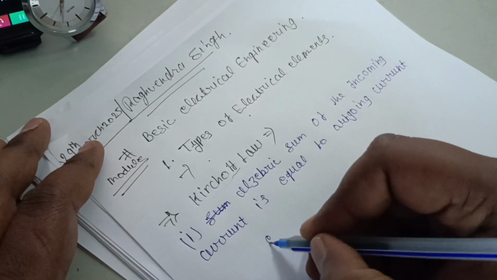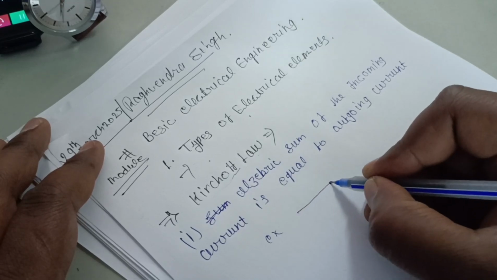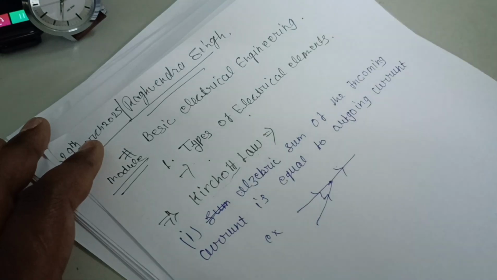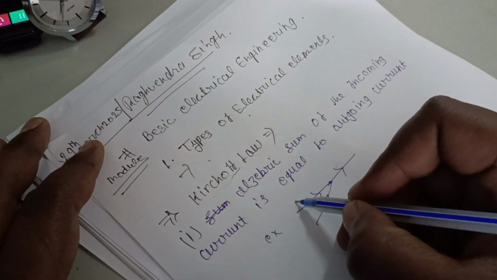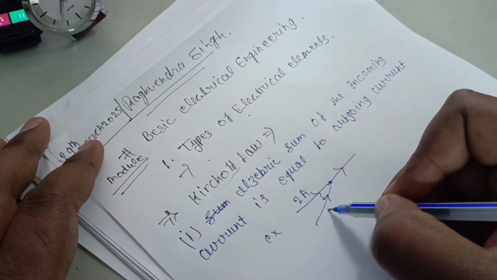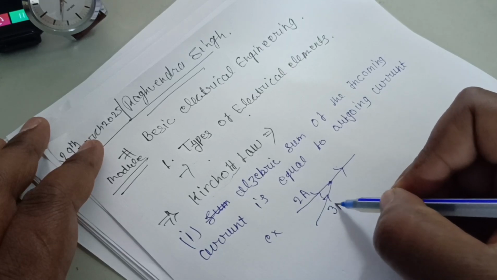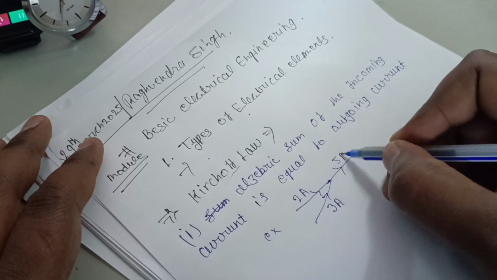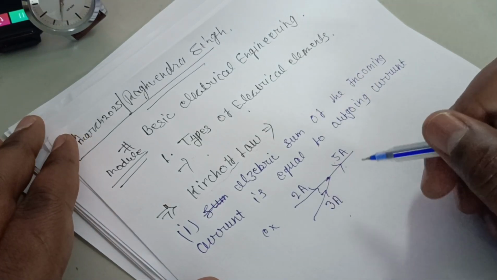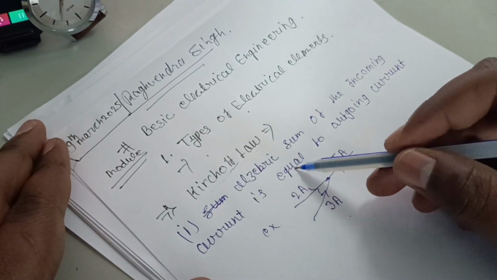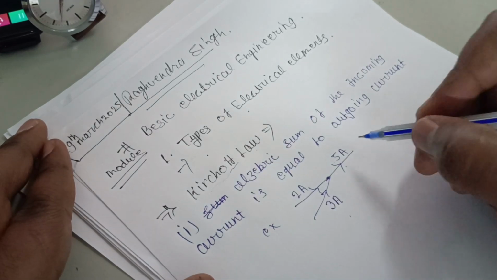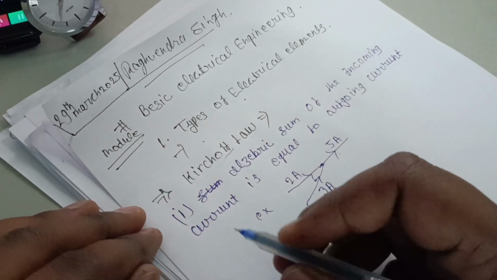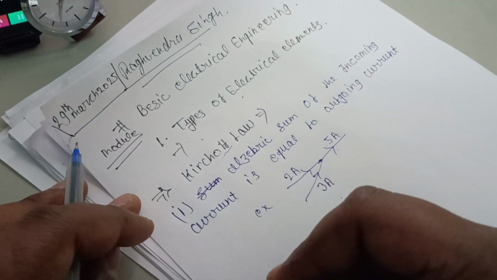Basically, suppose for example, here 2 ampere plus 3 ampere is coming, so here it will be 5 ampere. That is what Kirchhoff tells us. And now, what was the second rule?